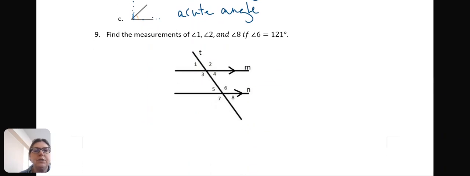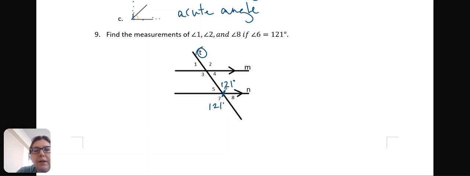Okay, now we're going to use different rules that are out there for when I have parallel lines cut by a transversal. The transversal is T. It's the line that's cutting through those parallel lines. So it tells us that angle 6 is 121. Now that tells us a lot of things. Angles that are directly across from each other are always equal. So if 6 is 121, then 7 is 121.